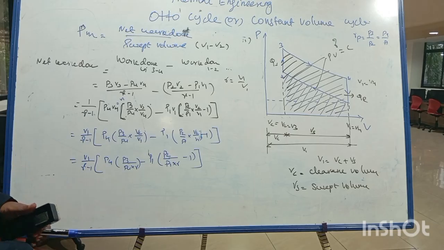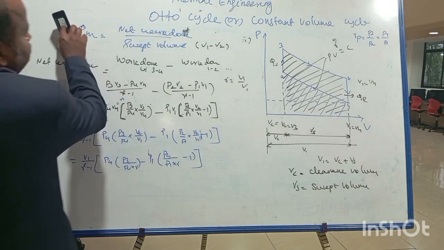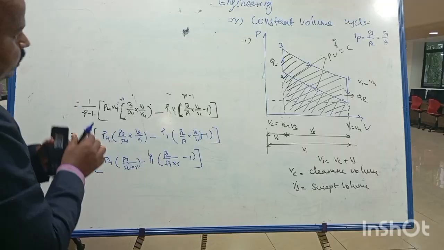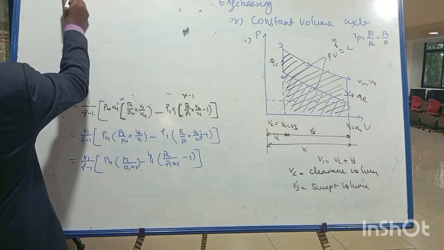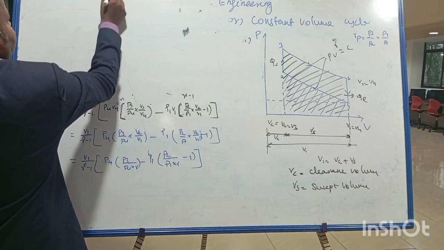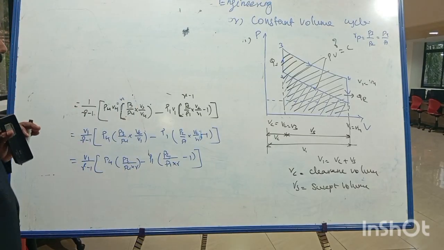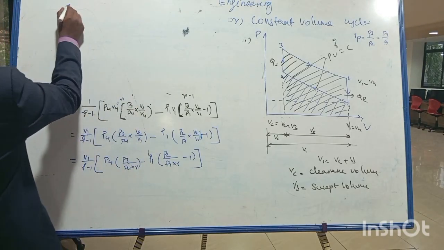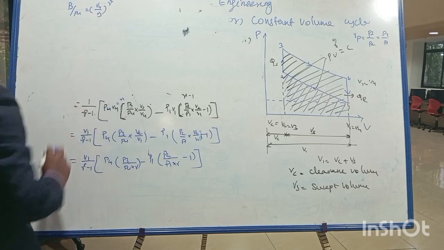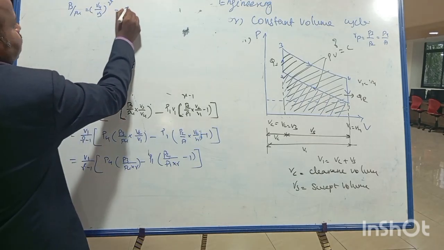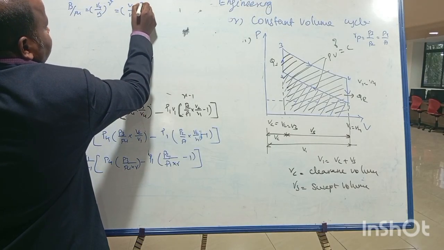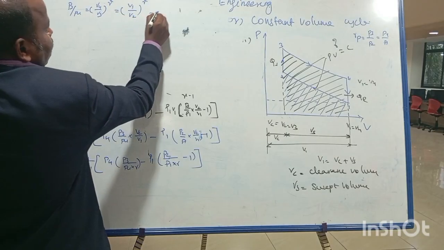So if you look at the process 3 to 4, that is adiabatic expansion. So I am going to write P3 V3 power gamma is equal to P4 V4 power gamma, that is equal to constant. So now equate these two terms: P3 divided by P4 should be equal to V4 by V3 power gamma. You know very well this V4 is V1, this V3 is V2. So I am going to write this term as V1 by V2 power gamma. This V1 by V2 is nothing but R. So R power gamma.